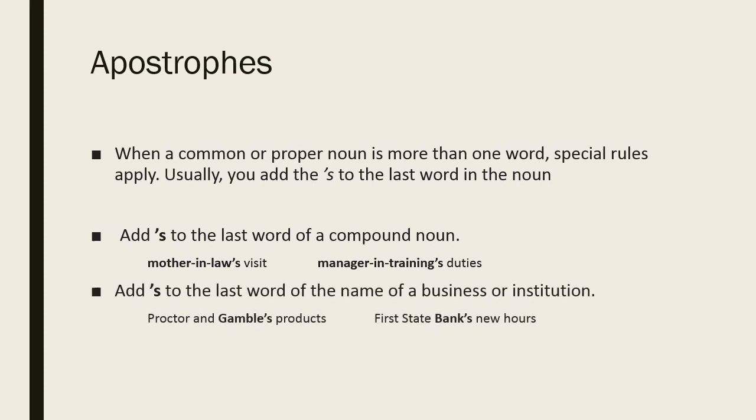We also add apostrophe and S to the last word of the name of a business company or an institution, like State Bank's new hours or Procter and Gamble's products. After the name of the business institution, we use apostrophe and S to talk about theirs.